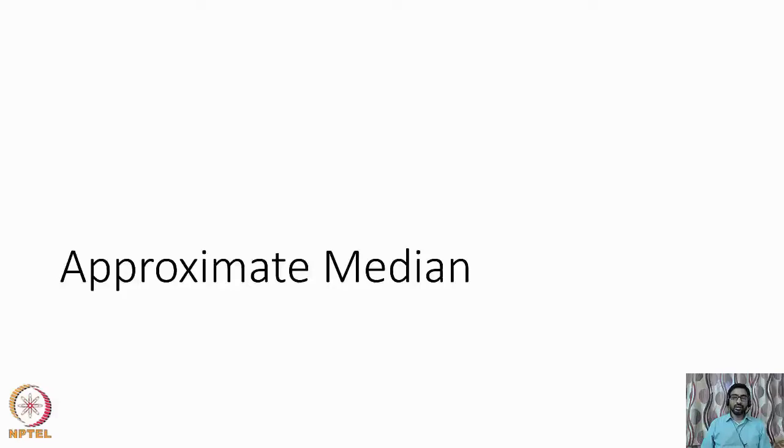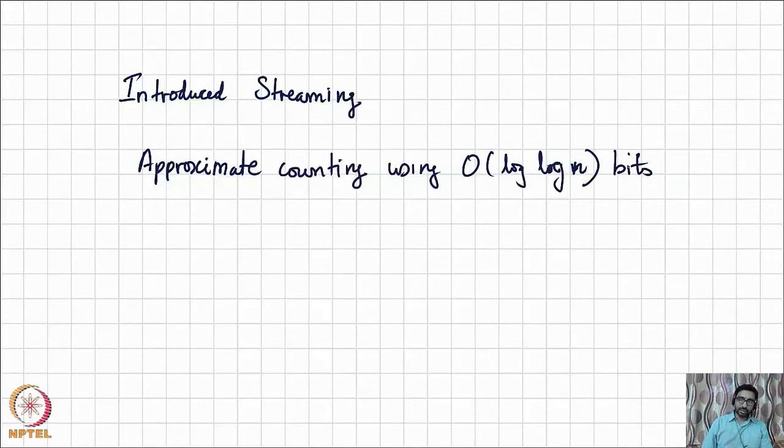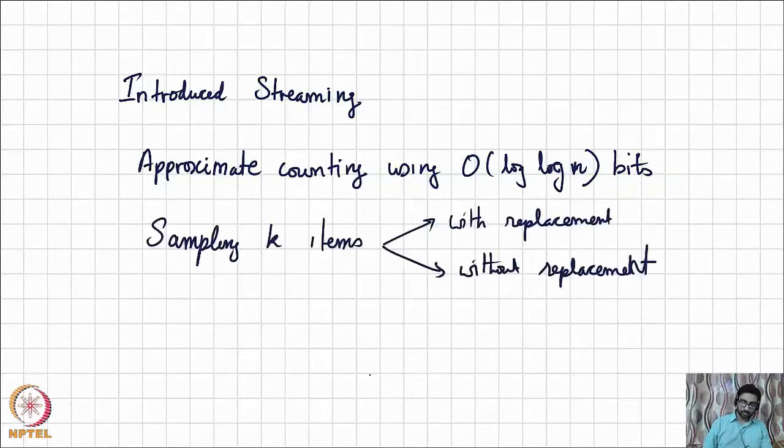In this segment, we're going to look at approximate median. Just to remind ourselves, we have introduced the notion of streaming. We have also looked at approximate counting that requires just O of log n bits, and we have looked at sampling k items out of the n item stream when we don't know n, both with and without replacement. This is called reservoir sampling.